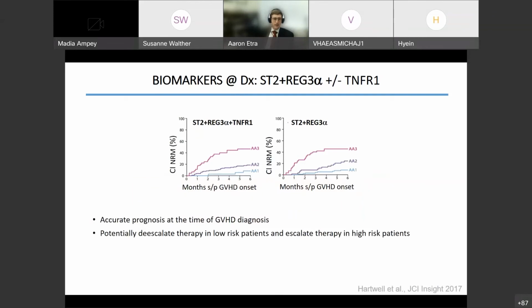Later on, in the context of some manufacturer's changes to the analytes, a new biomarker algorithm was constructed, which did not actually require TNFR1, and likewise was able to risk stratify patients into high, medium, and low risk groups, Ann Arbor 1, 2, and 3, without the use of TNFR1, but maintaining the ST2 and Reg3. And so this biomarker tool allows us to accurately prognosticate at the time of GVHD diagnosis before the patient has clinically declared themselves as somebody who will have particularly severe disease and who won't do well. And this allows us to potentially de-escalate therapy in low-risk patients and escalate therapy in high-risk patients. So this is potentially a revolutionary tool in the treatment of a graft versus host disease patient.